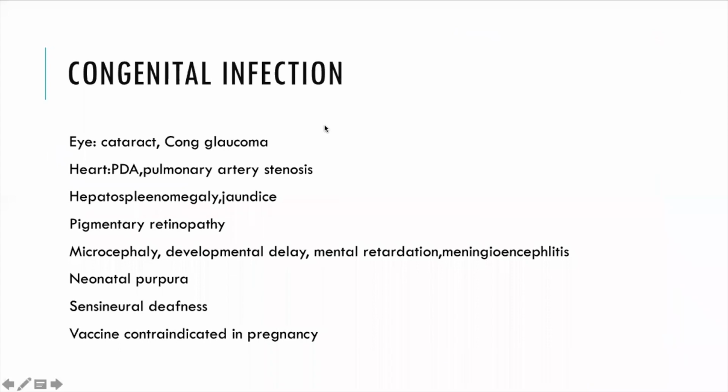Congenital infection can present in the eye with cataract or congenital glaucoma. In the heart they may have patent ductus arteriosus or pulmonary artery stenosis. They may have hepatosplenomegaly, jaundice, and retinopathies.